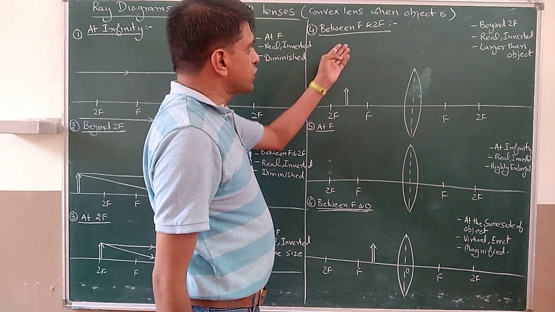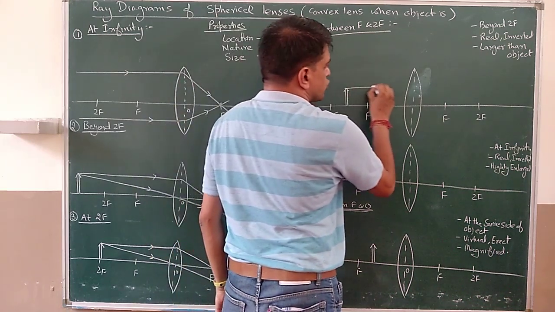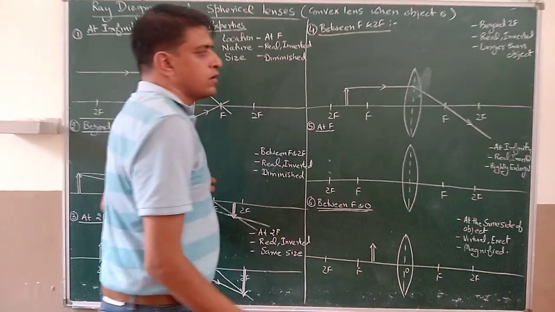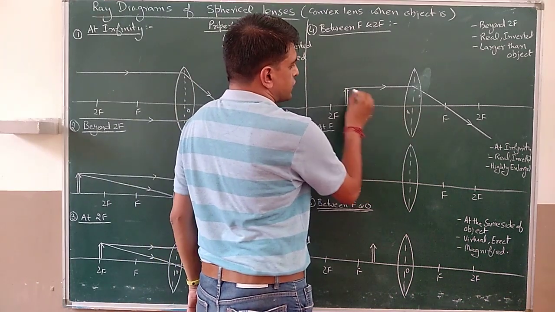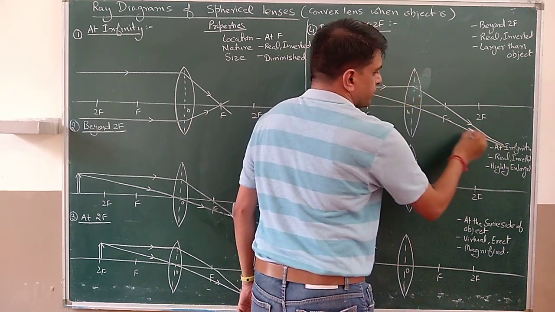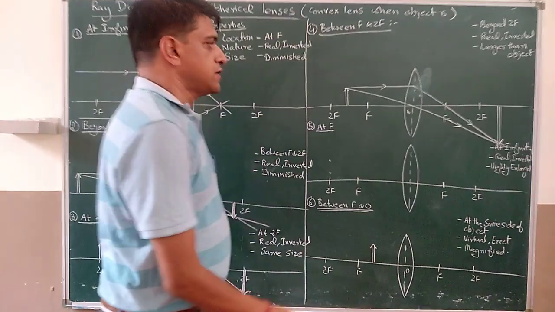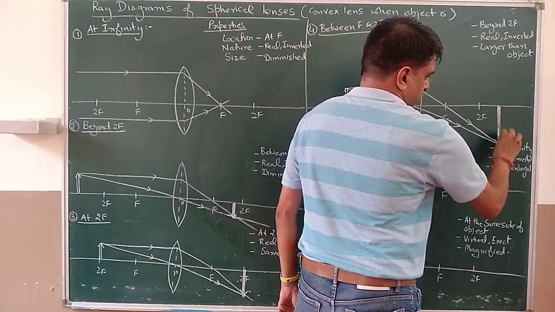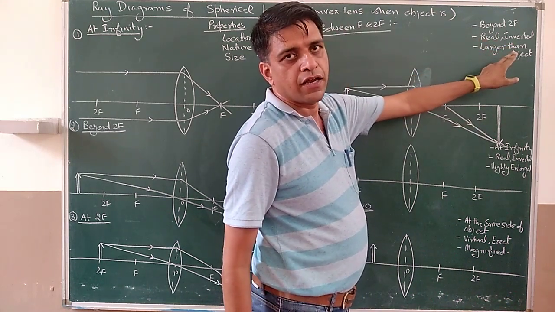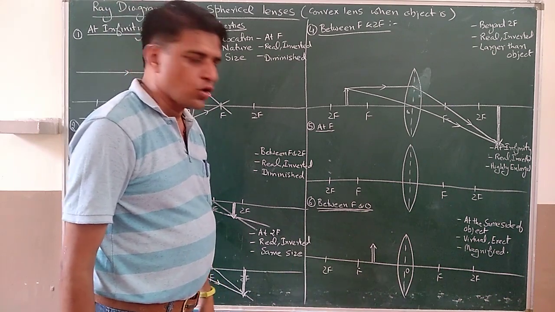Now in the fourth case, if the object is placed between F and 2F, the first light ray as usual will be parallel to the principal axis, and after refraction it will pass through the focus, and the second light ray, which is passing through the optical center, will intersect here, and we will draw a perpendicular with an arrowhead, and this image is beyond 2F, it is real, inverted, larger than the object. The image appears larger than the object, that means you can say the image is larger than the object.